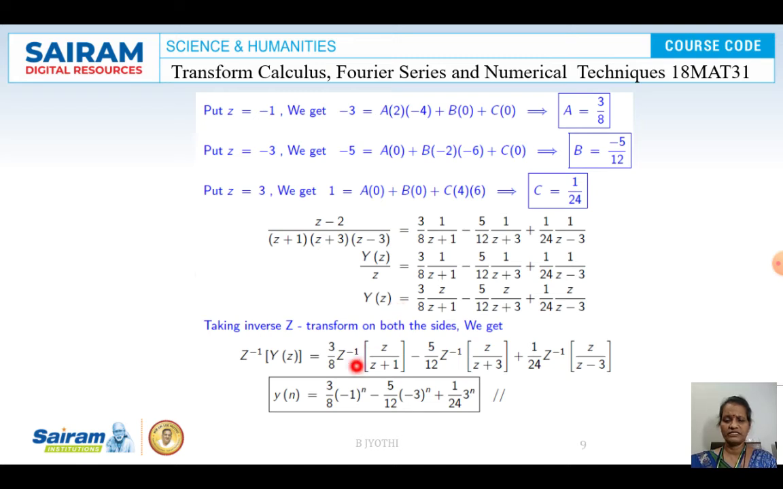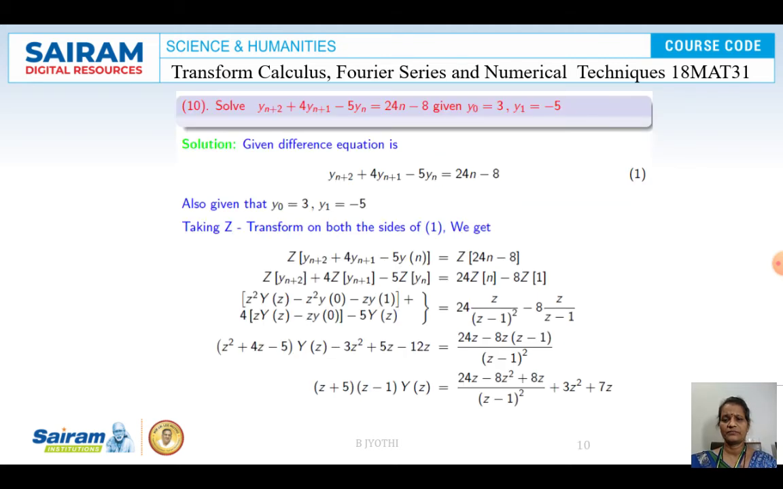Now finally we will take the inverse z transform on both the sides. Then we get Z inverse of Y(z) is 3 by 8 into Z inverse of z by z plus 1, minus 5 by 12 into Z inverse of z by z plus 3, plus 1 by 24 into Z inverse of z by z minus 3. That gives us (minus 1) power n, (minus 3) power n and 3 power n respectively with the coefficients.